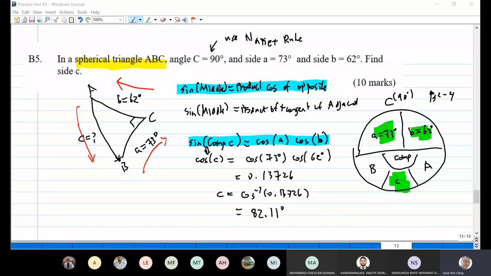So this is question 5, right? B5. I changed question B5 so that you have a Napier's wheel, because otherwise it will repeat. You will find this Napier wheel formula in chapter 2, page 4.